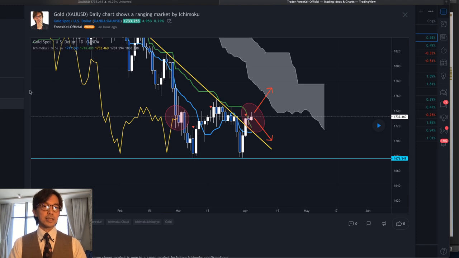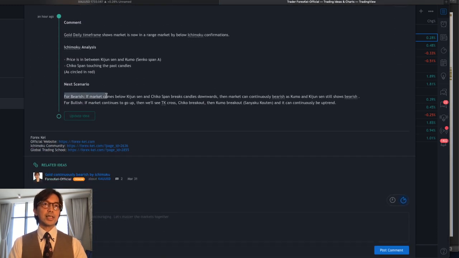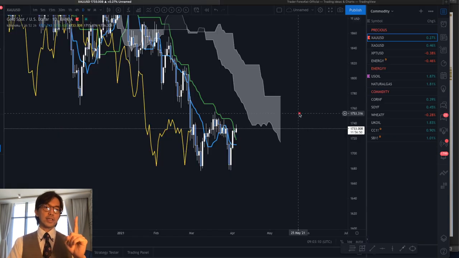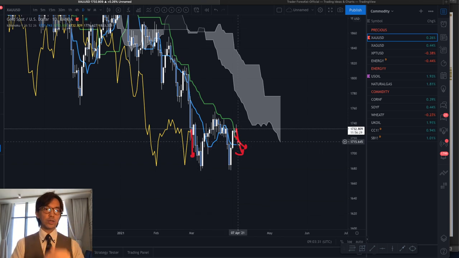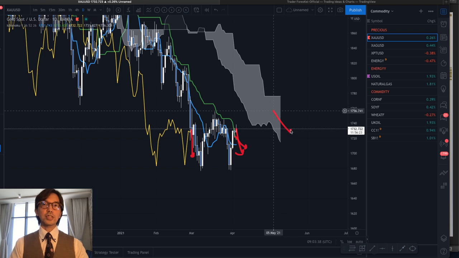My next scenario is, just I put here, for bearish, if market comes below Kijun Sen and Chikou Span breaks candles downwards, then market can continuously be bearish as Kumo Kijun Sen still shows bearish. So one of the scenarios for bearish is, if the market keeps going down this way and comes below the Kijun Sen, and if Kijun Sen still points downwards this way, then that will be a good chance to sell. Hopefully the Chikou Span will be out below the candles like this, and if that's the case, I still look for the sell chance based on the daily time frame. And also the Kumo should also continuously be bearish if it happens. So that's for the bearish side.